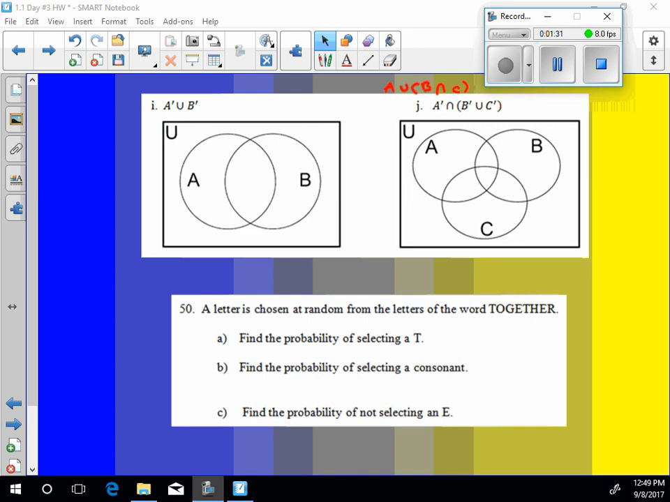Let's sketch that, but where do we need to start? Do we start with A? No, we start inside the parentheses. So let's start inside the parentheses, B and C. B and C, well, the only shaded region I will have for B and C will be that. Or A. Okay, or A would just take all of that and include all of this.